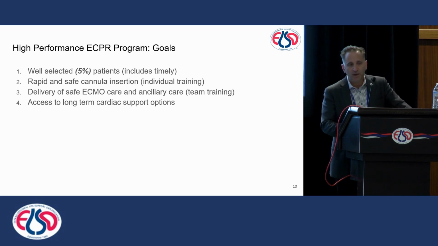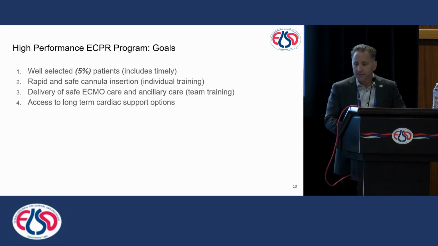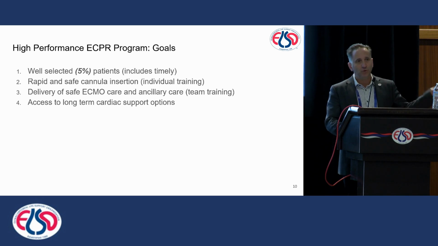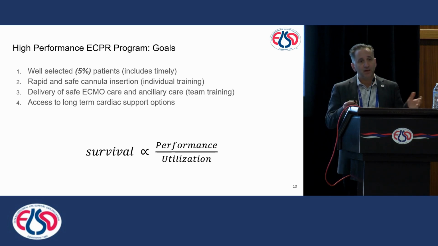So in terms of performance now, what I think is a good performing system is if you can get to those 5% of people, that's really important, and that you can commence ECMO in a timely way to those 5%. And then there's plenty of talks at this conference about what you do after that, which is the delivery of safe ECMO care and all the ancillary care that goes with this patient group, and access to long-term cardiac support options, which are really important for survival in this group. A lot of these people don't recover their cardiac function. So this is how that all ties in. If you can get all those other things, you get a stronger relationship there.